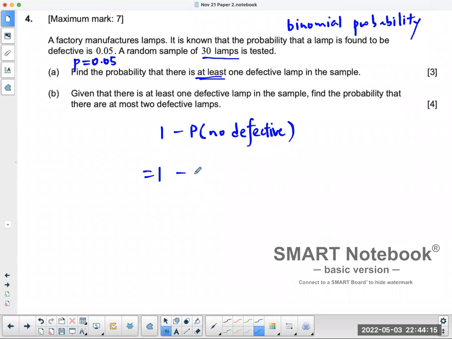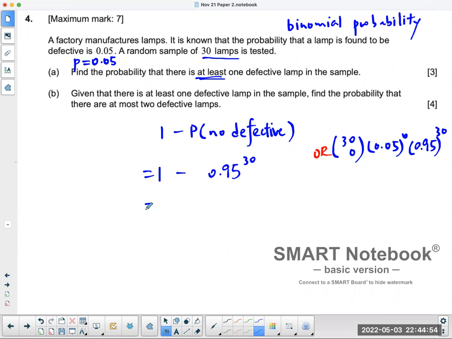But how do you have no defective? Well, that's only one scenario, which is all 30 lamps are perfectly fine. So that's going to be 0.95 to the power of 30. Now you can think of it as a binomial and think of it like 30 choose 0. None of them is being defective, all 30 of them are good. But it's going to be the same thing anyways. Some people can think of it this way. It's going to give you the same answer.